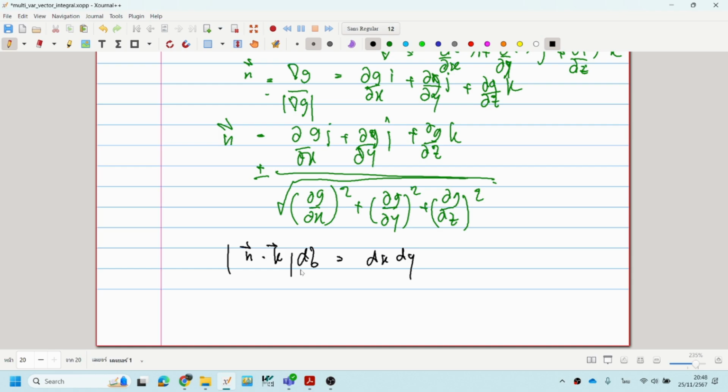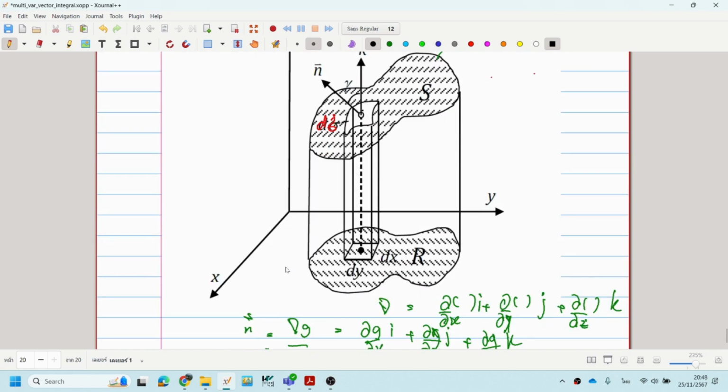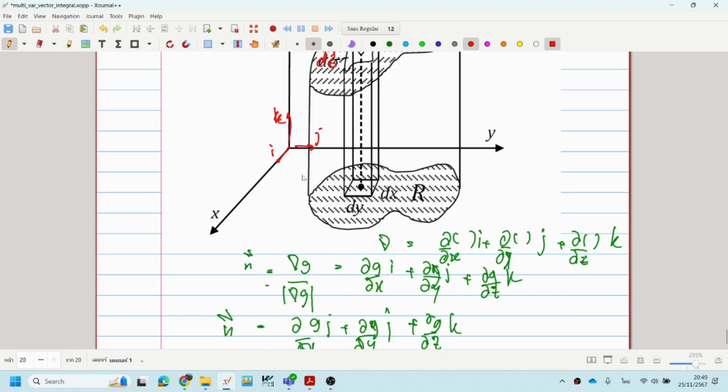If you project onto the side plane, the XZ plane, you must use n dot j, and you get dx dz, different from dx dy. dx dy is the projection with n dot k. I define the unit vectors for you: along x is i, along y is j, along the z axis is k.